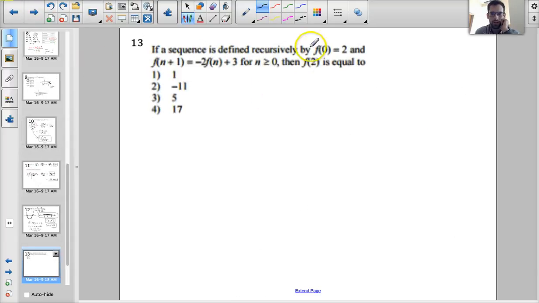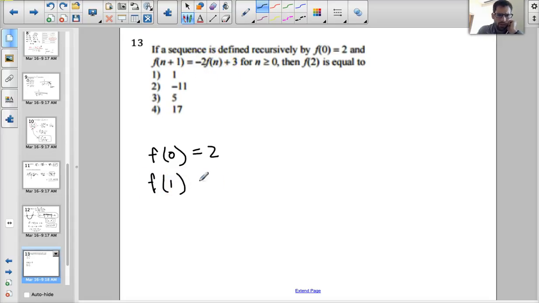13 says we've got a recursively defined sequence. So it says that f of 0 is 2. Interesting. So I know that f of 0 is equal to 2. Then I know that the next term is the previous term times negative 2 plus 3. So yeah, we'll keep going.